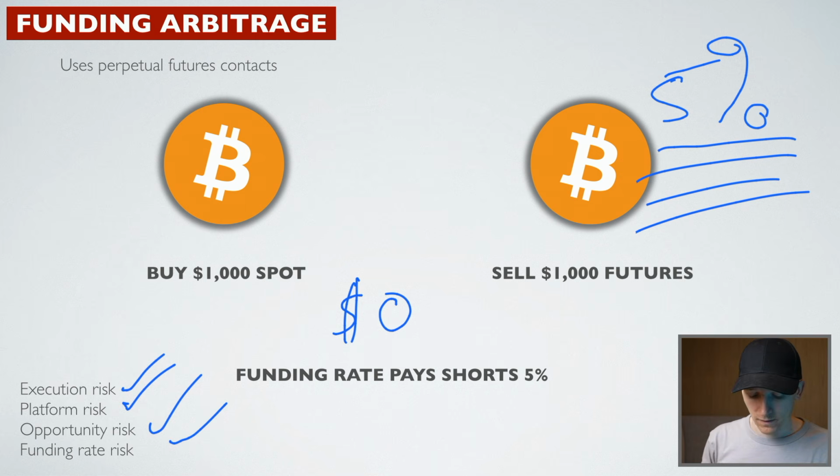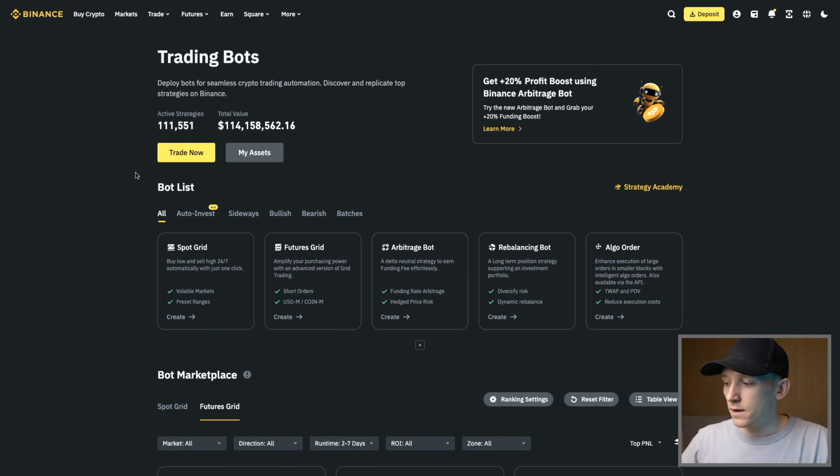And then there's funding rate risk, like I said, because the funding rate is mostly positive, meaning short sellers do receive that funding, but sometimes it isn't. Here's how it works and how it looks. You can actually carry out this arbitrage strategy on a couple of different platforms. Binance does this, OKX does this.